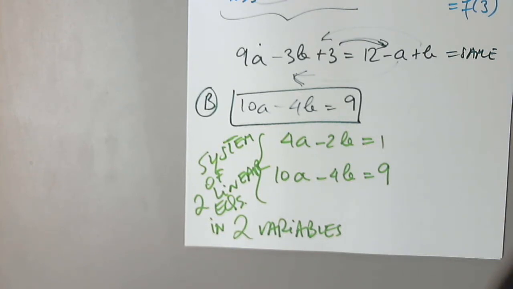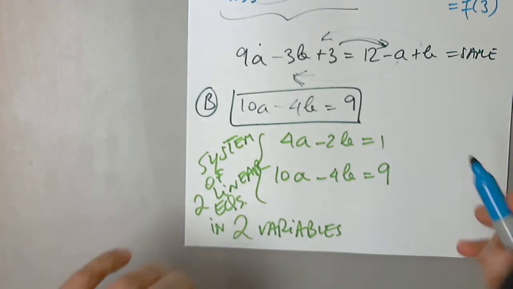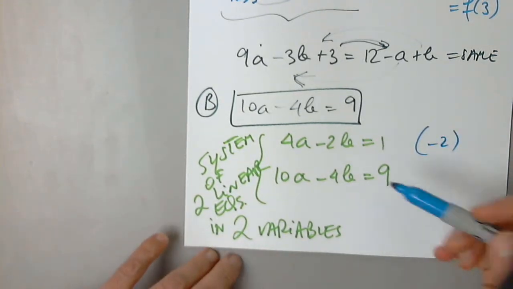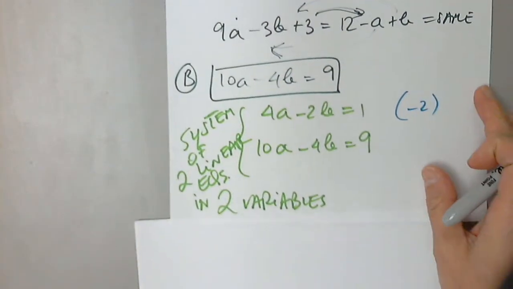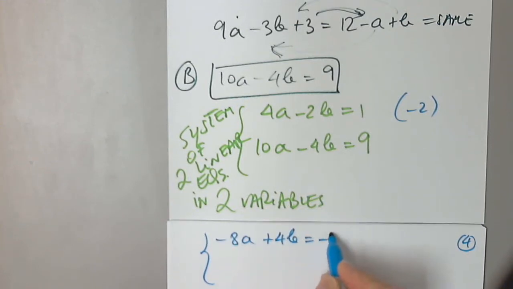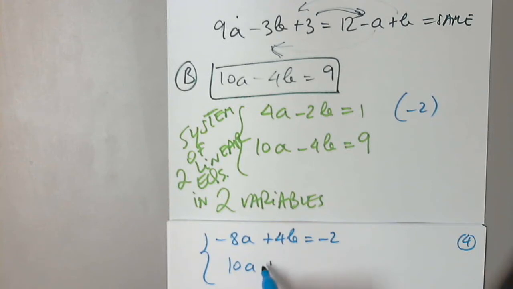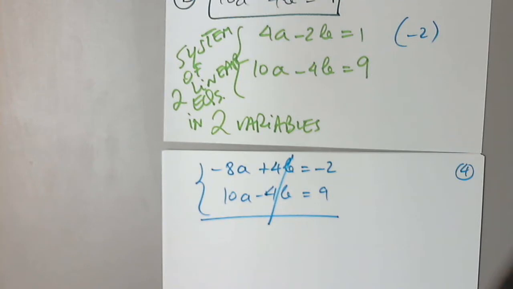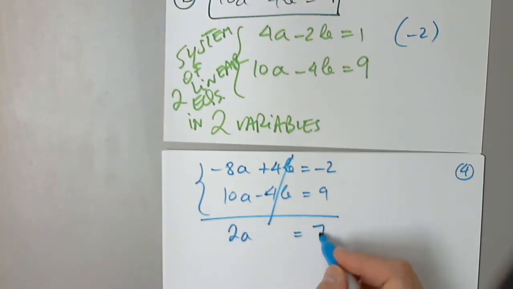Now I have to dig deep and ask myself, how do I solve this? Excellent. So Chris said multiply the first equation by -2. Why did he say that? To eliminate b. Awesome. Well done. So the new system is -8a plus 4b equals -2 and 10a minus 4b equals 9. And as planned, b goes away. 2a equals 7.